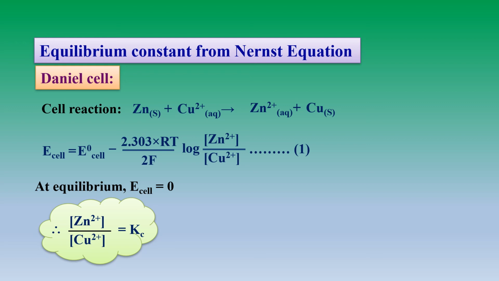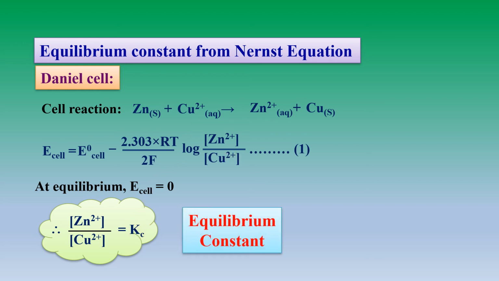So the concentration of Zn2+ divided by the concentration of Cu2+ is Kc, because the reaction is in equilibrium. That's why the ratio of Zn2+ to Cu2+ is the equilibrium constant Kc, and this should be substituted here. So Kc is called the equilibrium constant for this particular reaction.